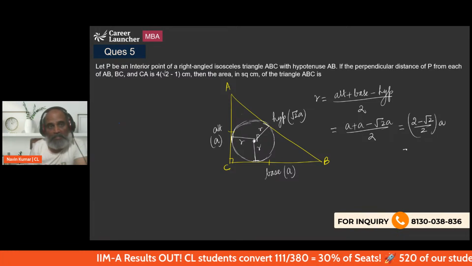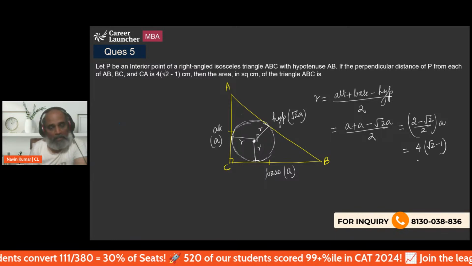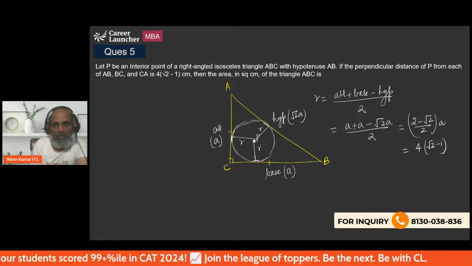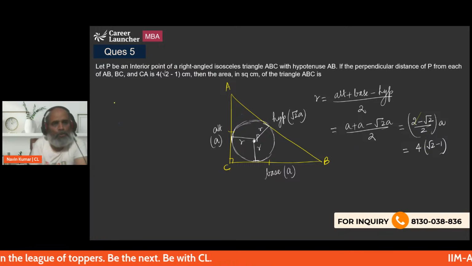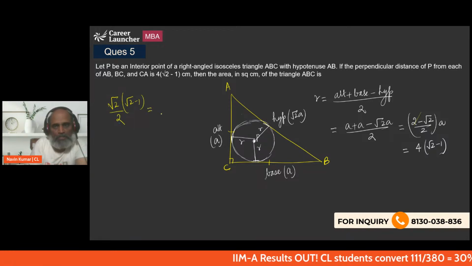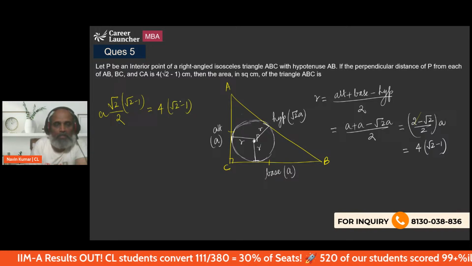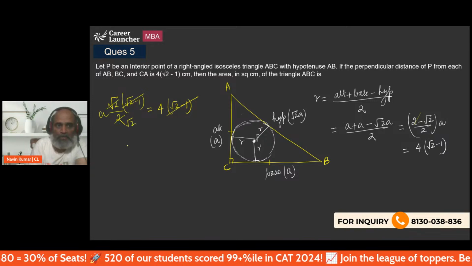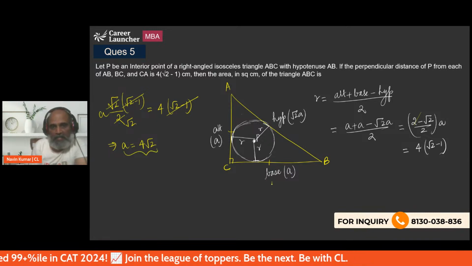And as per the question, this is nothing but 4 times (root 2 minus 1). Right? So let's solve this. If I take out root 2 common, I will get (root 2 minus 1) by 2 times a. This is equal to 4 times (root 2 minus 1). So root 2 gets cancelled out, another root 2 gets cancelled out, and we will have a as 4 root 2. That is, this side is 4 root 2.